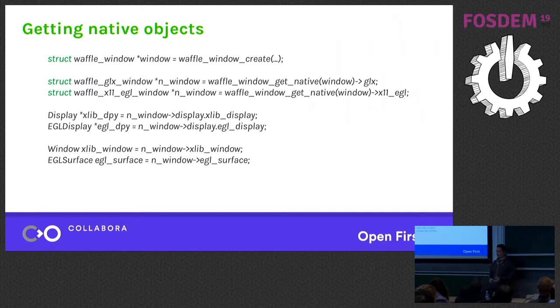Quite often you might be interested in getting the underlying details. Would that be the actual window? Would that be the EGL surface? Or would that be the actual EGL display? There are get-native callbacks for pretty much everything. So you can have context get native, and you can just get the information this way.